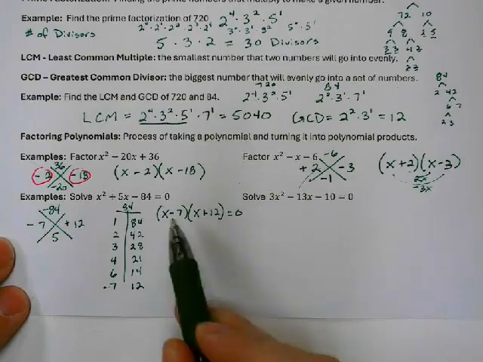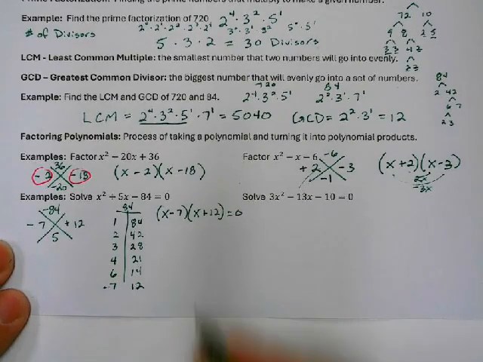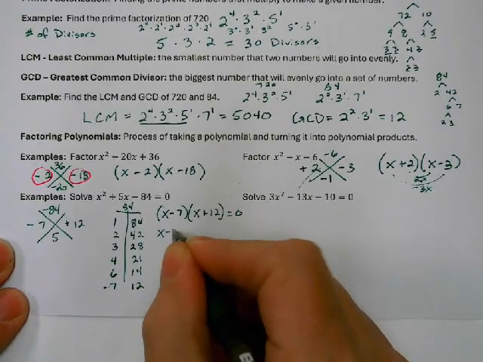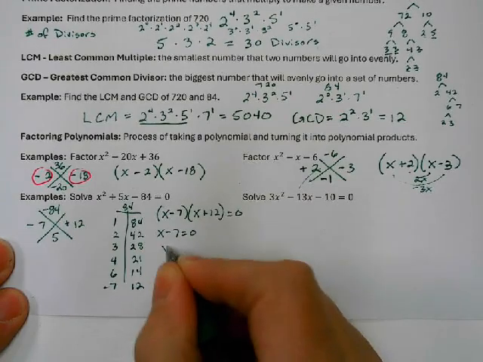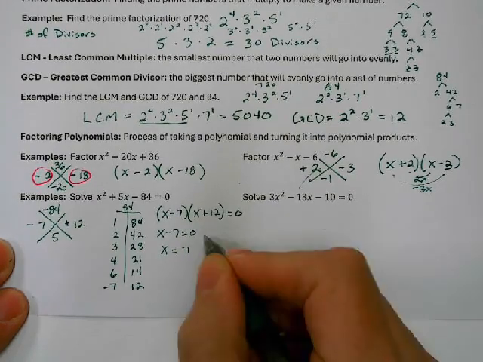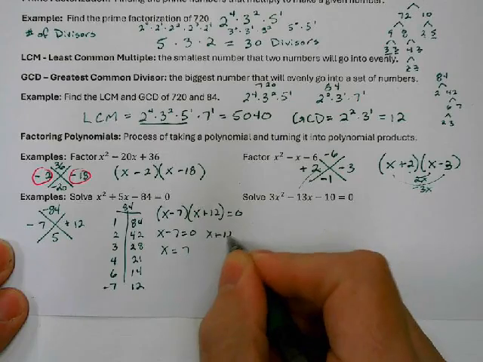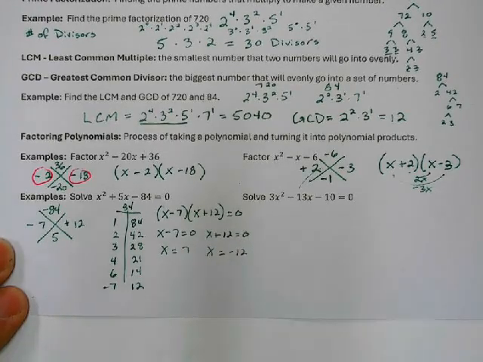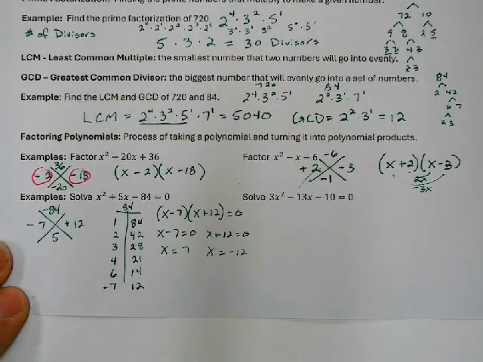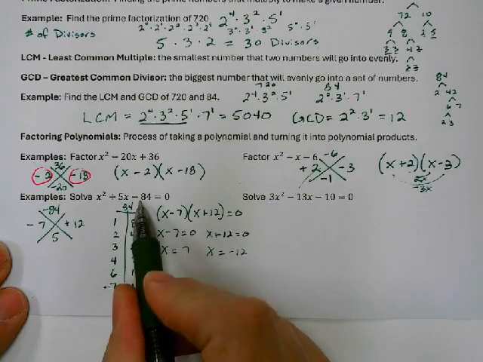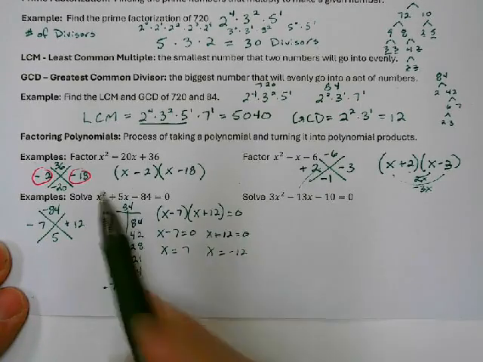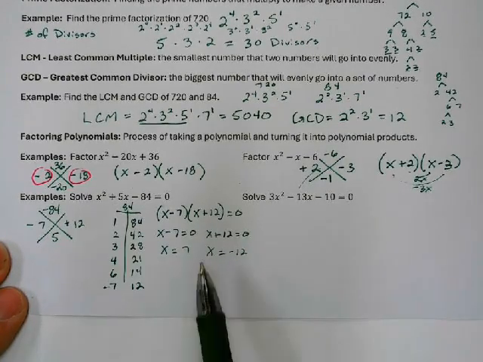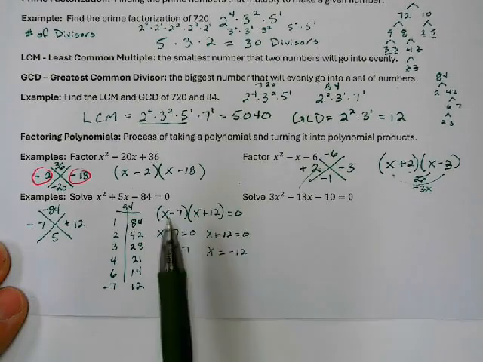So x minus 7 could be 0, which means x could be 7. X plus 12 could be 0, which means x could be -12. Those are the roots of the equation or the solutions. So the roots of this quadratic, because it's got an x squared, we call them quadratics, the roots are 7 and -12. So we factor it, and we can set our factors equal to 0 to solve it.